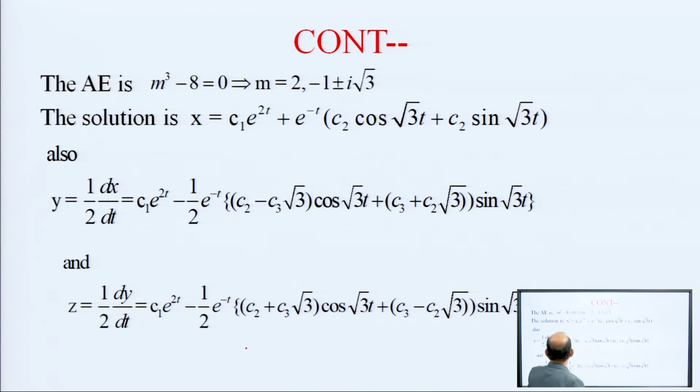The solution is the complementary function. Auxiliary equation gives m is equal to 2, and minus 1 plus minus i root 3. Solution is x is equal to, as we have already discussed, for real numbers C1 e raised power 2t plus e raised power minus t (C2 cos root 3t plus C3 sin root 3t). Y is equal to half dx by dt, and differentiating it we will get z is equal to 1 by 2 dy by dt.